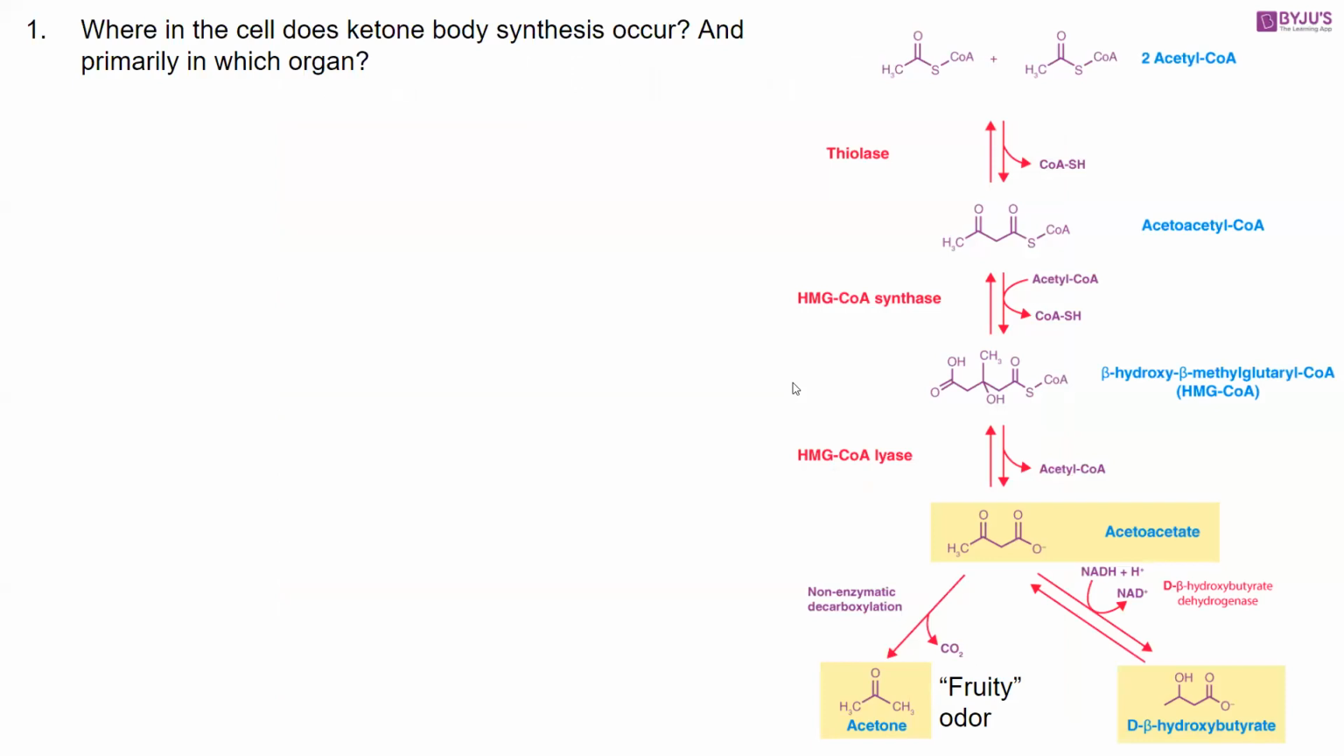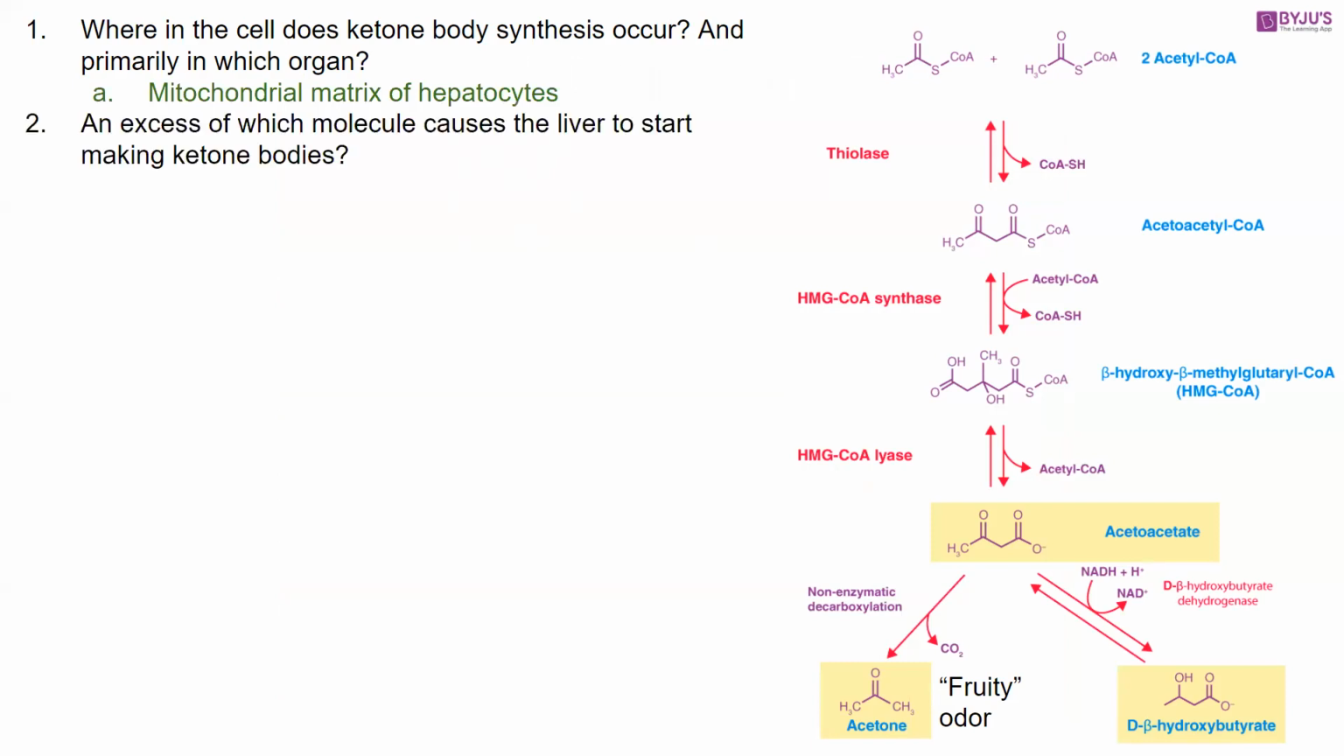So briefly, ketone body synthesis. This is really important in diabetes, and we'll talk about that. So where is ketone body synthesis occurring? Good. Yep. The matrix. I heard both. So yeah, the mitochondrial matrix of the liver, of the hepatocytes. Very good. Which molecule in excess starts to stimulate ketone body production?